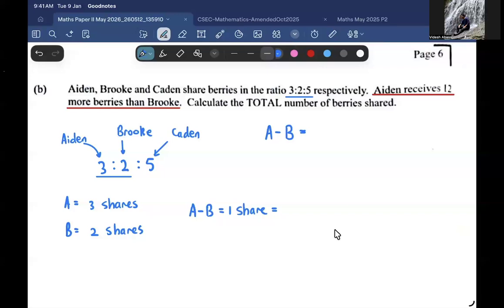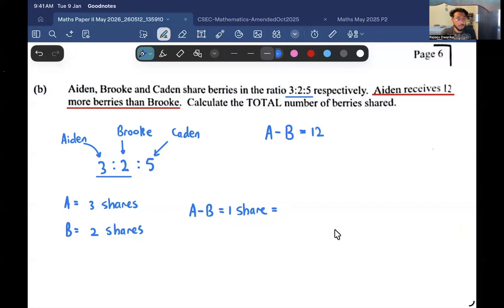So they say Aidan received 12 more berries than Brooke, right? So Brooke has 2 shares and Aidan has one more share than Brooke. Therefore, Aidan would have 12 shares, meaning 1 share equals 12. I wouldn't say he has 12 shares. From the question, they're telling us the difference is actually 12.